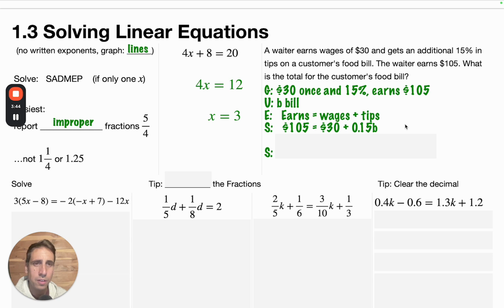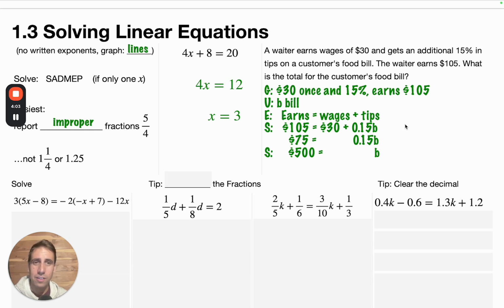Again, we're going to undo the addition first by subtracting 30 from both sides, and then we're going to divide both sides by 0.15. Grab a calculator, you get $500. Wow, the customer ordered $500 worth of food. Have you ever done that? I don't think I've ever done that. If you have, I want to know about it because that sounds like a story.